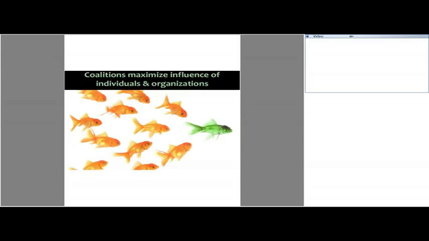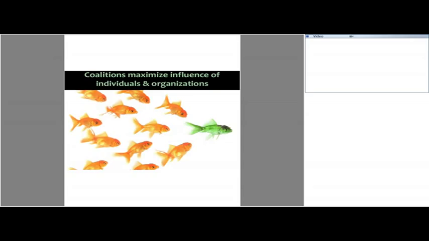So why are we building coalitions? Some of the benefits to think about. First of all, we know that coalitions maximize the influence of individuals and organizations. So here you see the fish bringing along a whole cohort of his. We know that it's not just one individual at the table represented, but that individual represents an organization, and that organization represents a whole lot of other individuals. So you're really exponentializing the power that you have in communities.